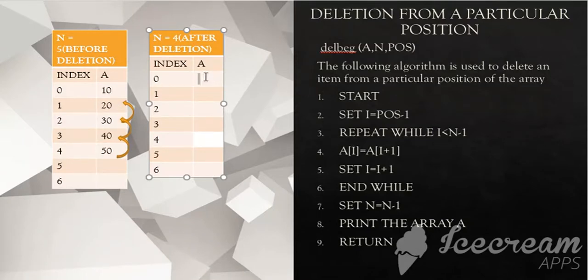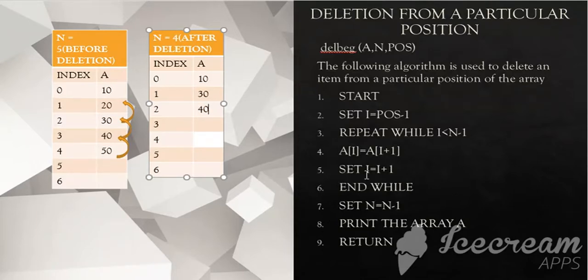Okay. So no change will be there for the element 10. To the second position only the third element gets shifted. So 30 gets shifted to this position. And then I gets incremented to 2. 2 less than 4, condition is true. A of 2 equals A of 3. That is, to the second index, A of 3 will be shifted.